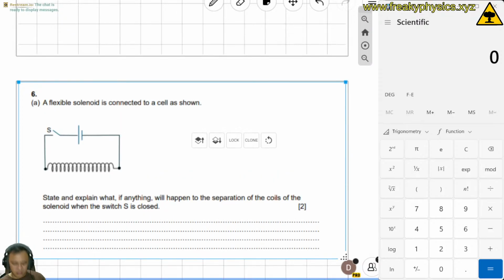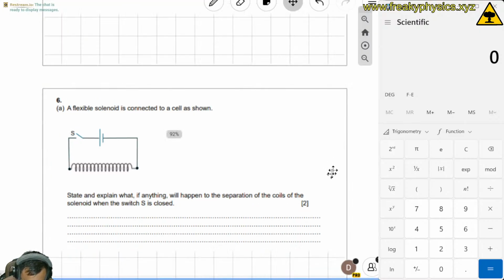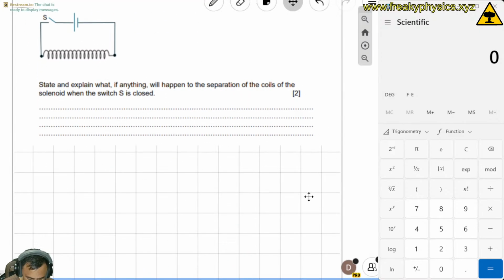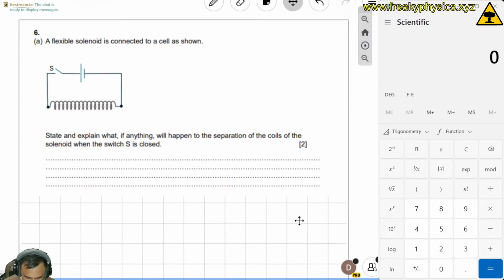All right. There we go. Okay. So let's start with this. You have this flexible solenoid shown here, and you have to state first and then explain what happens to the separation of the coils when the switch is closed. Before we go anywhere, one thing that would be really helpful here to remember is that conductors, or let's just say wires for now.